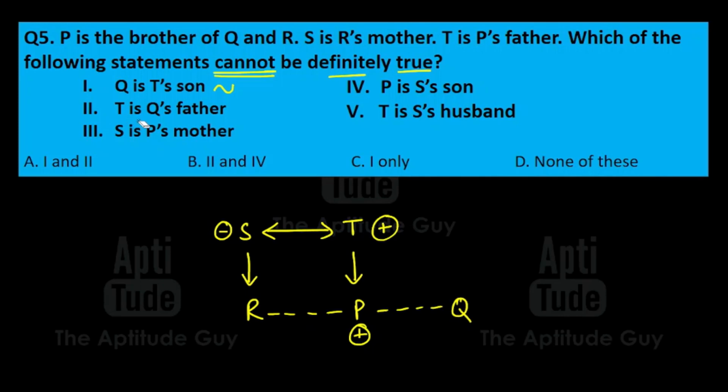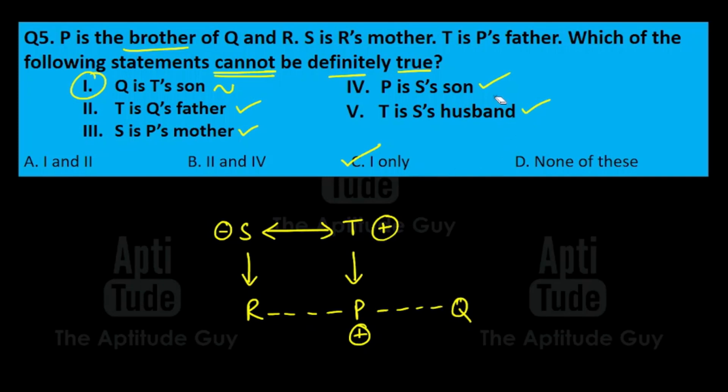Let's check it out. T is Q's father. Yes, T is Q's father. For that, we only need to know if T is male or female. T is Q's father. Yes. S is P's mother. Yes, S is everybody's mother over here. So S is of course P's mother. P is S's son. Yes, P is the son of T and S. And we know that P is male because P is the brother. Correct. T is S's husband. Yes. And S is T's wife. That is also true. That is not mentioned, but that is true. So which one is not definitely true? Only the first one. So the answer is option C, one only.